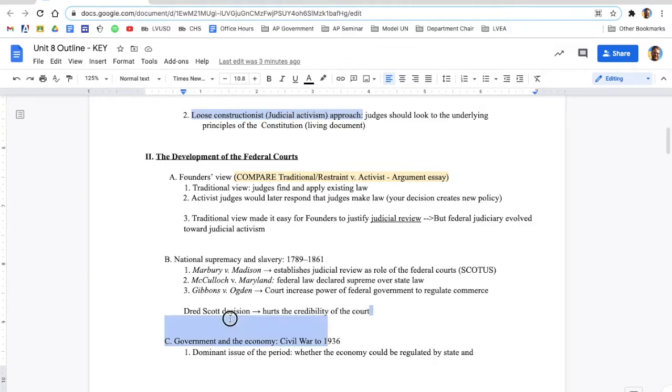But then in the Dred Scott decision, the Supreme Court ruled that Dred Scott was not able to sue for his own freedom as a slave because he was therefore property, and property cannot sue in a court of law. And so this decision really kind of haunts the Supreme Court's credibility, maybe not the circuit and district courts, but definitely at the high level.